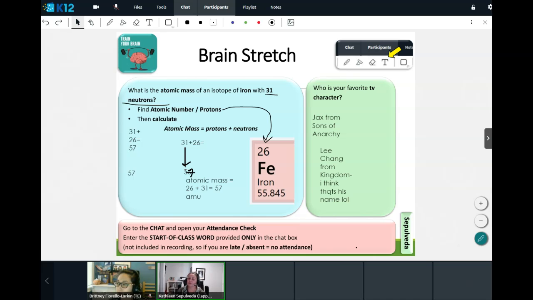So let's jump over to our social question. Who is your favorite TV character? Jax from Son of Anarchy. I've never seen that show. I really should watch it. A lot of people say it's really good. Thank you, Anthony. Lee Chang from Kingdom. Mei Lin says that. Anybody else in the chat box? Again, I really don't have a favorite character. Maybe Fräulein Maria from The Sound of Music. Wait till we talk about The Sound of Music. It's great. I love it. I don't even know what my favorite character is.